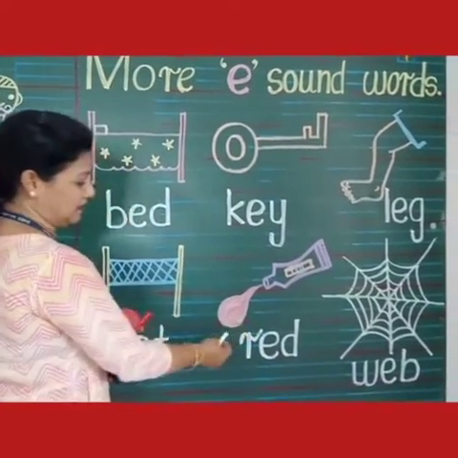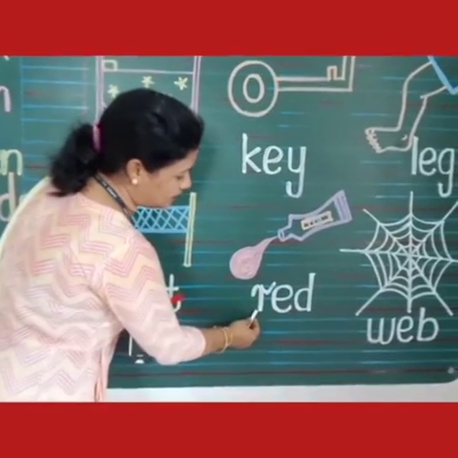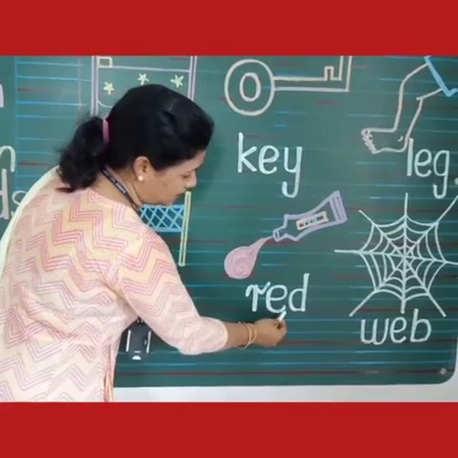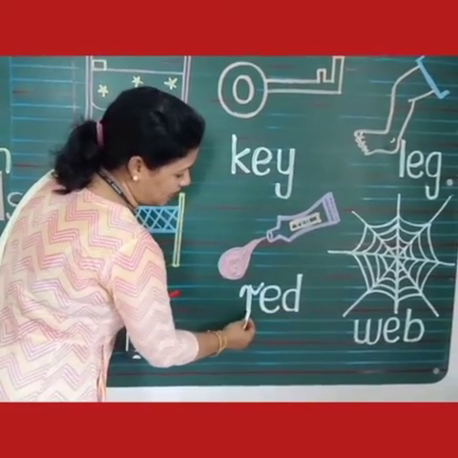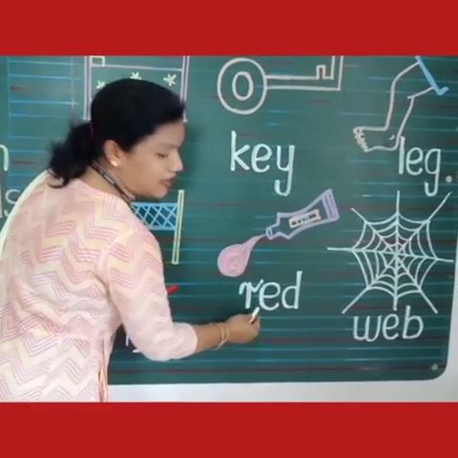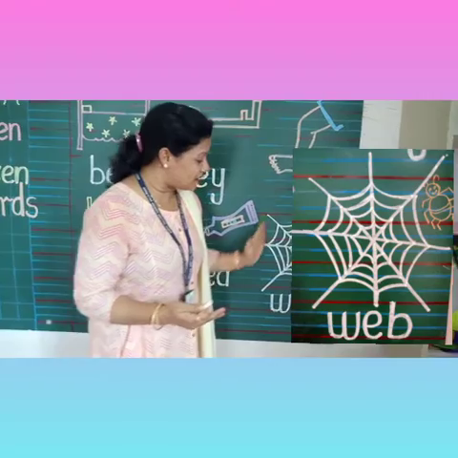So let's learn. See this, what is the color? Yes, it's red. So R says R, E says E, D says D. R, E, D, red.